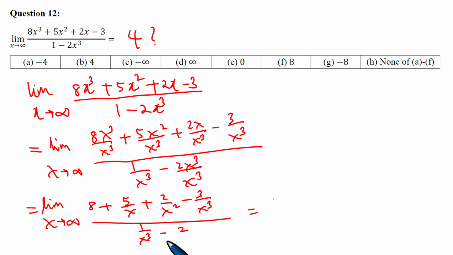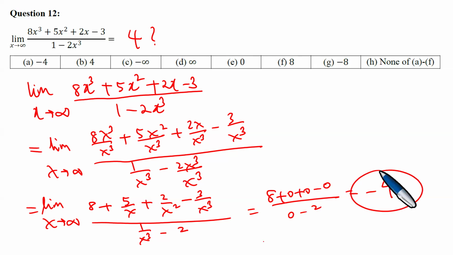As x approaches infinity, this is going to be 8 plus 0 minus 0 divided by 0 minus 2, and this is exactly minus 4. So the correct answer is exactly minus 4, and therefore the correct answer is option A, which is minus 4. We move on to the next question.